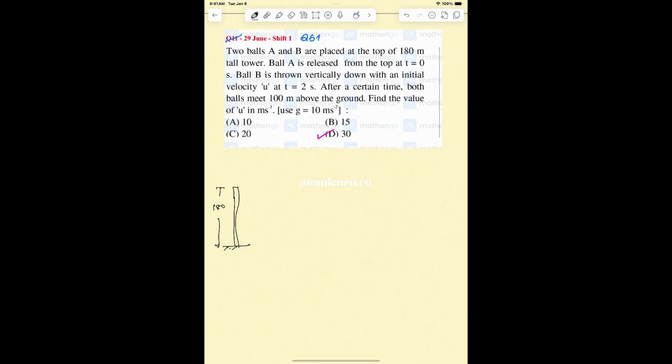Then two balls are placed. Then ball A is released from the top at t equal to 0. That is released from rest, which means free dropping. Then ball B is thrown vertically down with the initial velocity u at t equal to 2 seconds. Therefore, now ball A has got an advanced lead of 2 seconds.